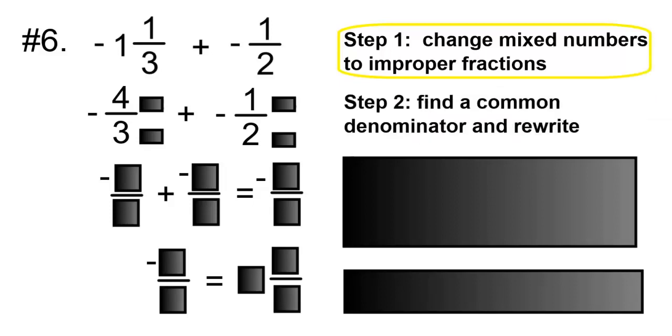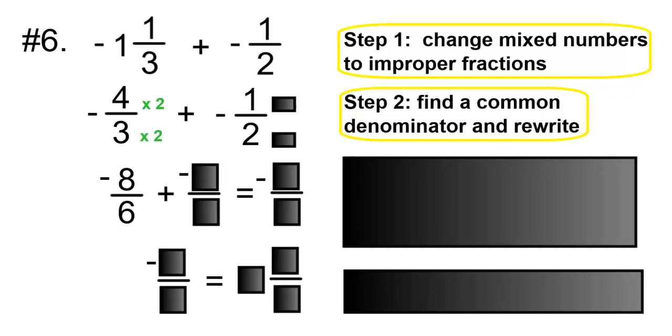Step 2. Find a common denominator and rewrite. So what's common to 3 and 2? That would be 6. So multiply 3 times 2. Multiply the numerator by the same number, so 4 times 2. 3 times 2 is 6, and 4 times 2 is 8. And don't forget to keep the negative sign.